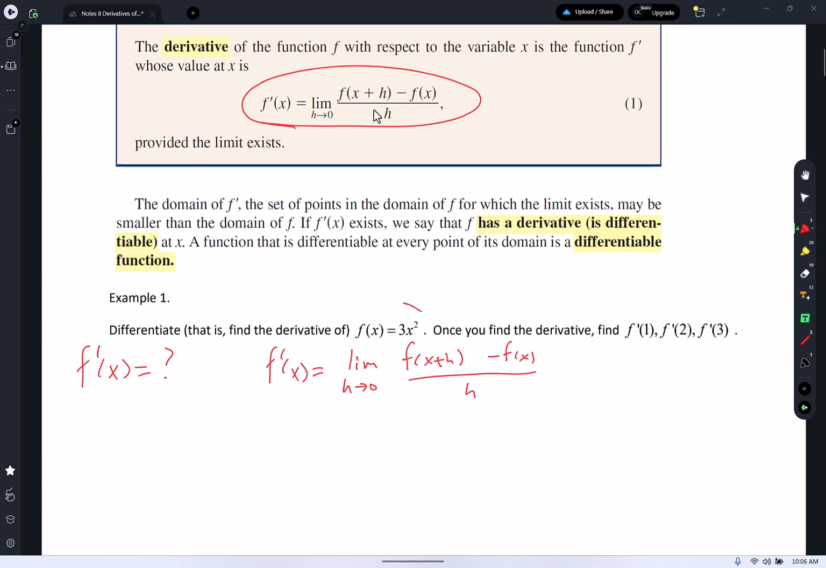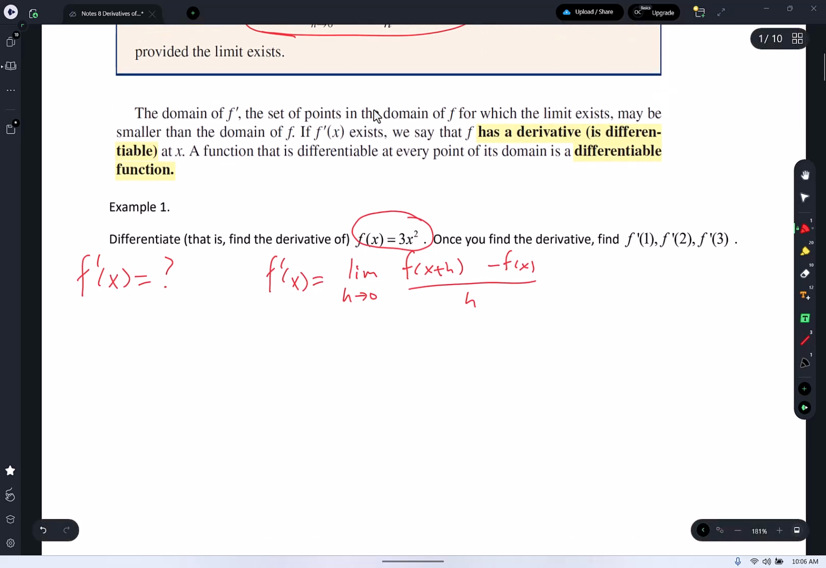What is f of x? f of x is 3x squared, but I need f of x plus h. So I'm going to come to the side and I'm going to write f of x plus h is nothing more than 3 parentheses x plus h, close it, put a square on it.